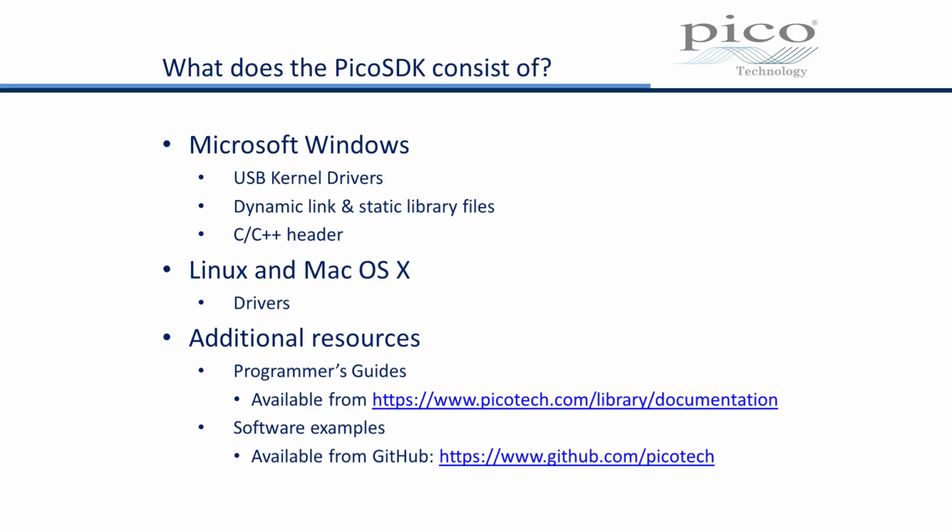So what does the PicoSDK consist of? On Microsoft Windows platforms, we provide an installer package that consists of USB kernel drivers, dynamic link and static library files, as well as C, C++ header files. These installer packages are available in 32-bit and 64-bit versions. We also provide drivers for Linux and Mac OS X platforms. These drivers will allow connections to platforms such as Raspberry Pi as well. There are additional resources available in the form of programmer's guides, and we also host software examples on GitHub.